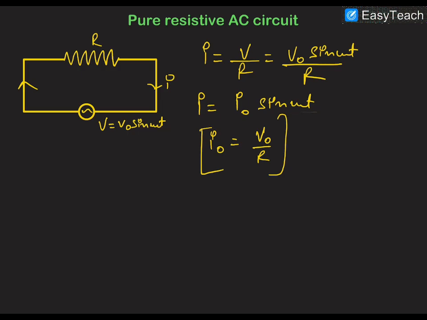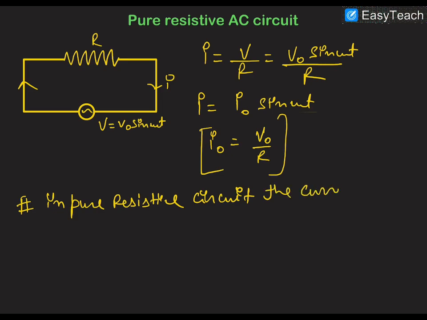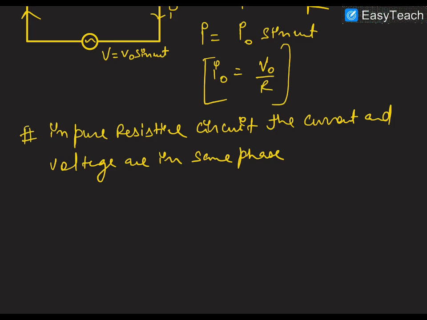So we can say that in a pure resistive circuit, the current and voltage are in same phase. Current and voltage are in same phase in a pure resistive circuit. So the phase difference between current and voltage in a pure resistive circuit is 0. So this is the first thing which we can definitely claim.